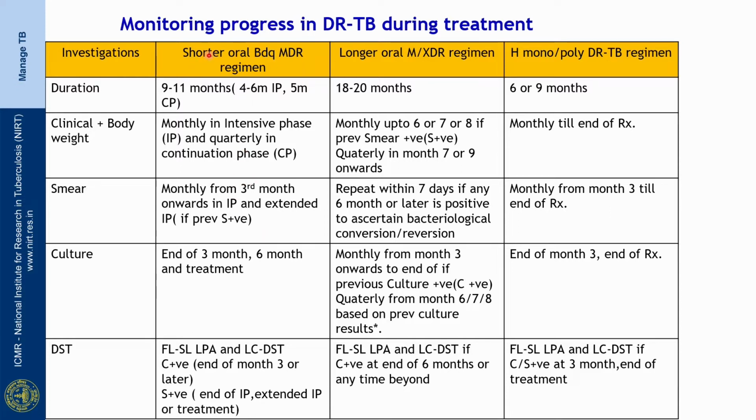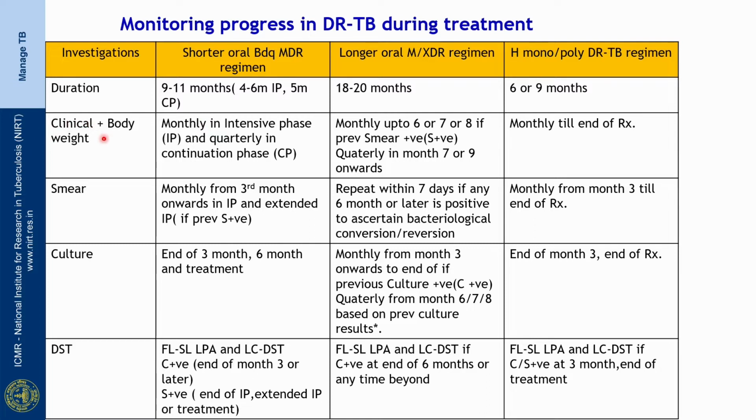Suppose for shorter oral BDQ regimens. Previously we discussed that only 3 regimens are available in the program now. One is the shorter oral BDQ regimen, another is the longer oral MDR/XDR TB regimen. The third one is the H-mono poly-DRTB regimen. For the shorter oral BDQ MDR regimen, the total duration will be 9 to 11 months, that is an initial 4 to 6 months IP and 5 months CP.